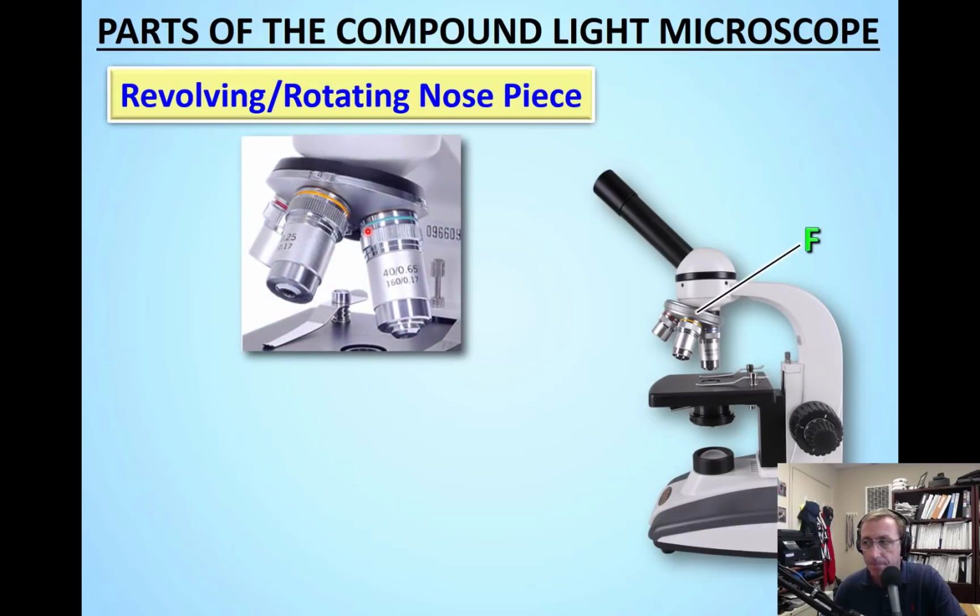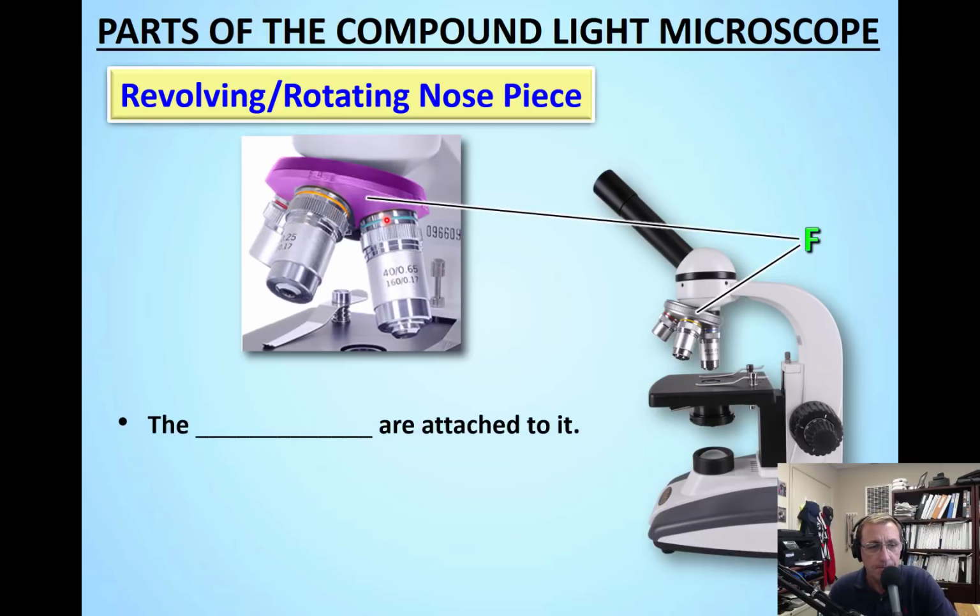Okay. So these are the revolving or rotating nose piece. That's this round part technically. Okay, revolving or rotating nose piece. Right there. The objective lenses are attached to it. That's these three lenses. Our microscopes do have three objective lenses.